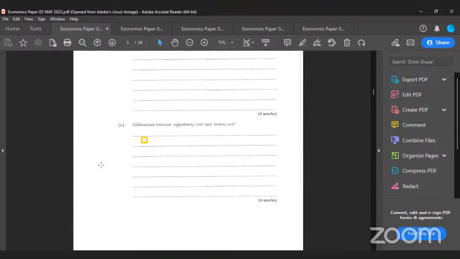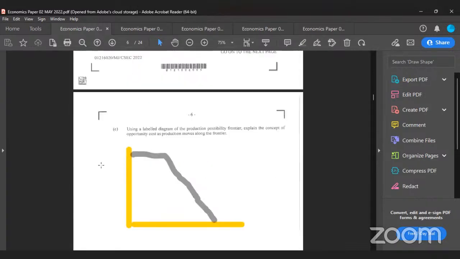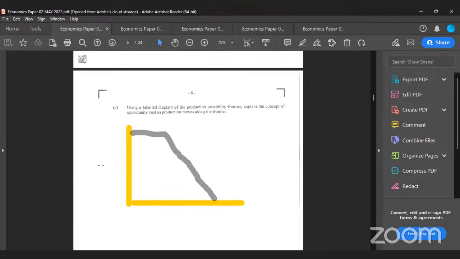All right, so I had this PPF. I actually have better drawn PPFs though, and you see them on other questions that we go through. So I'll just tell you guys to wait until I reach those other questions.